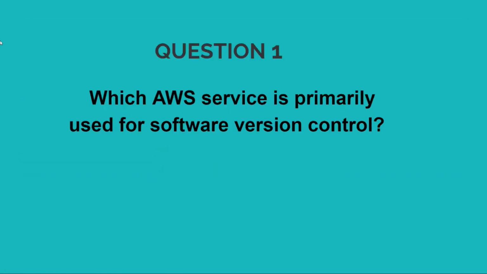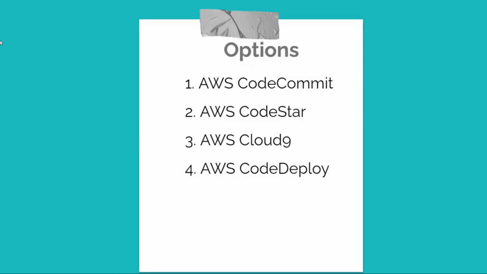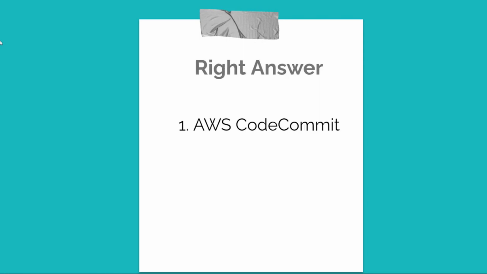Question 1. Which AWS service is primarily used for software version control? Option 1. AWS CodeCommit, 2. AWS CodeStar, 3. AWS Cloud9, 4. AWS CodeDeploy. Right answer is 1.